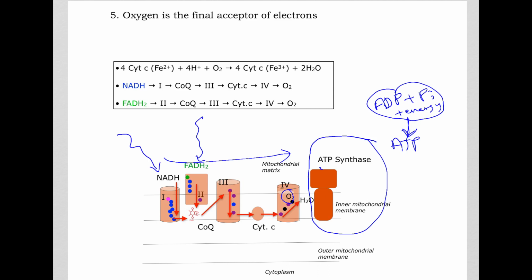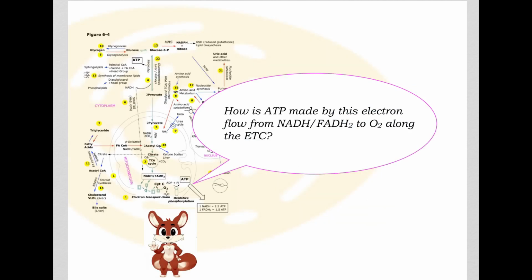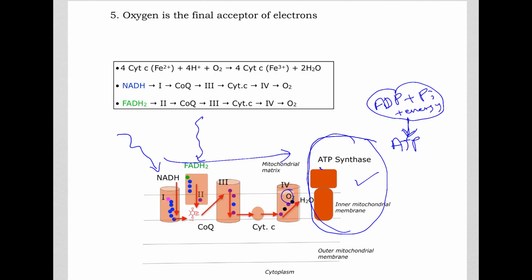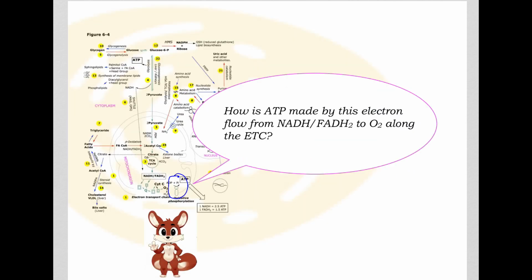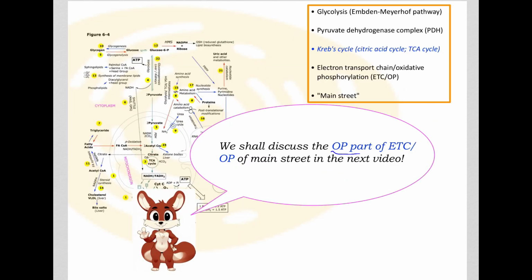So this is the question that we will talk about in the next video. This is called oxidative phosphorylation, or OP. This is done right here. We'll look at this oxidative phosphorylation part of the electron transport chain coupled to oxidative phosphorylation of main street. This is what we will discuss in the next video.